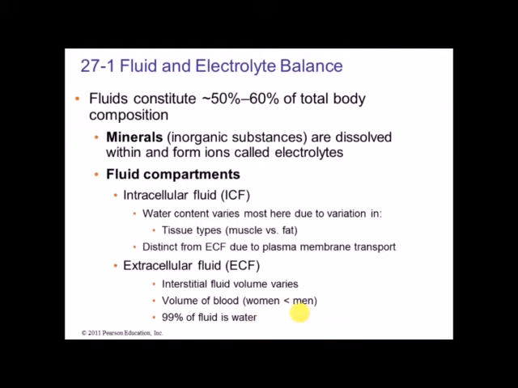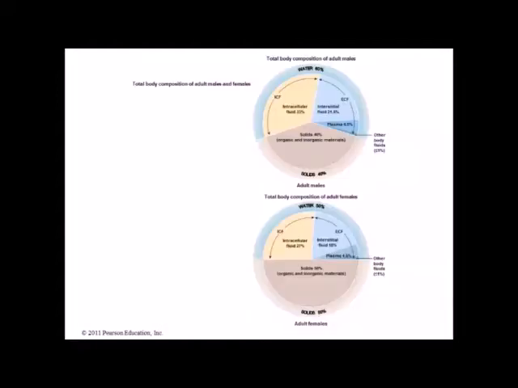Then if we look at extracellular fluid, it is all the fluid outside of a cell. So we're going to have interstitial fluid, plasma, and other body fluids involved in this. And 99% of this fluid is going to be water. And we'll talk about how women have a smaller volume of blood than men, so obviously they have a little less extracellular fluid than men.